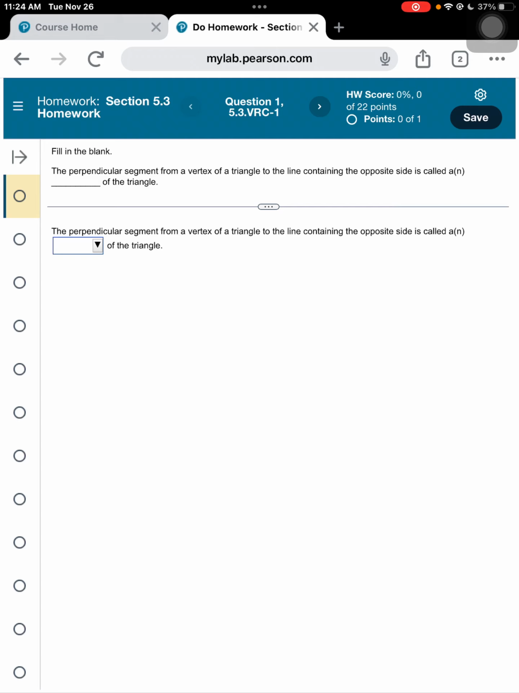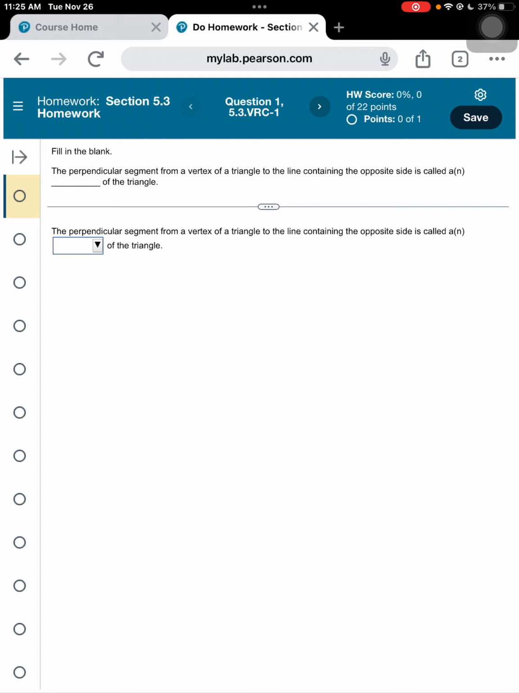We went over the circumcenter and the incenter. Your circumcenter is the point of concurrency of perpendicular bisectors. Your incenter is the point of concurrency of angle bisectors. Your centroid is the point of concurrency of medians. And your orthocenter is the point of concurrency of altitudes, okay?